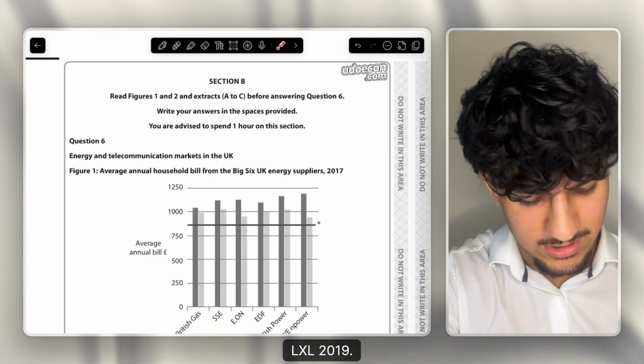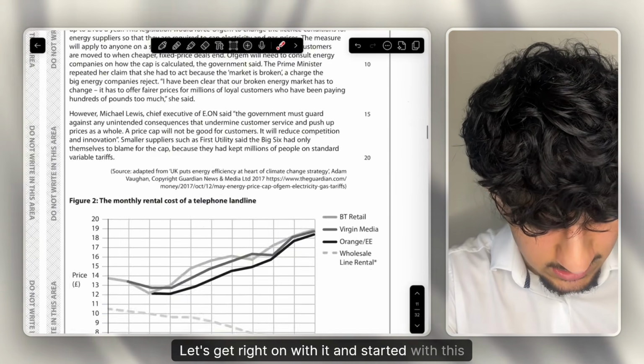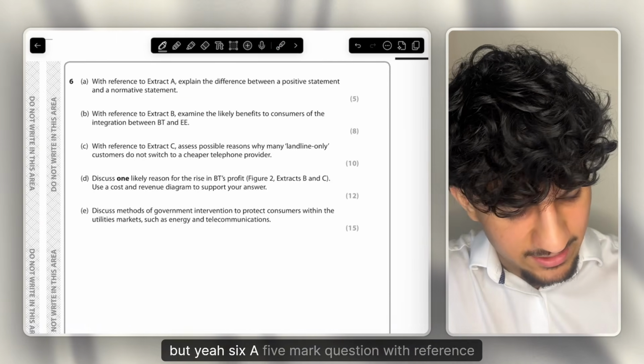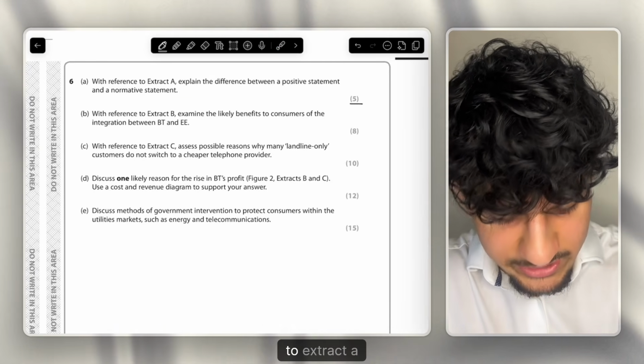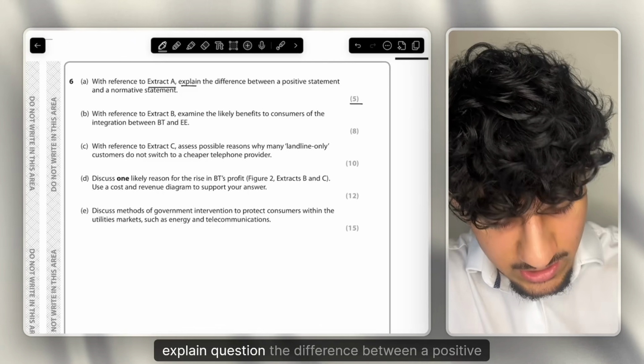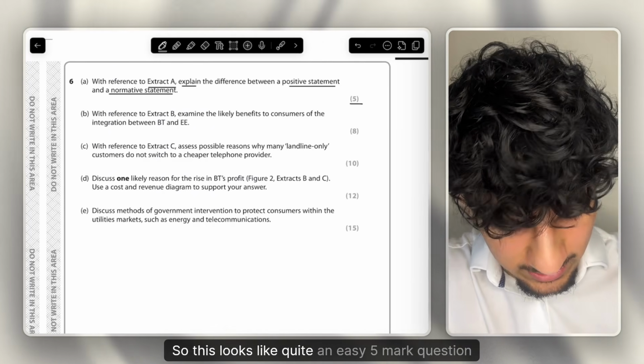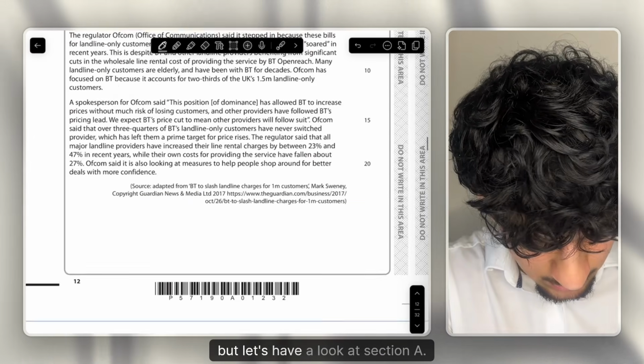Section B, Edexcel 2019. Let's get right on with it and start with this question. It looks like it's on the energy market sector. 6A, 5-mark question: with reference to extract A, explain the difference between a positive and a normative statement. So this looks like quite an easy 5-mark question, but let's have a look at extract A.